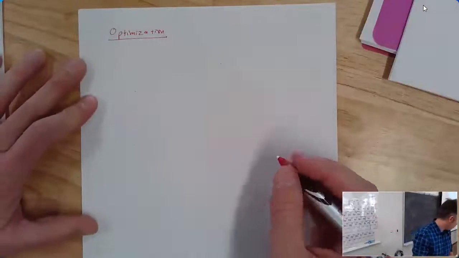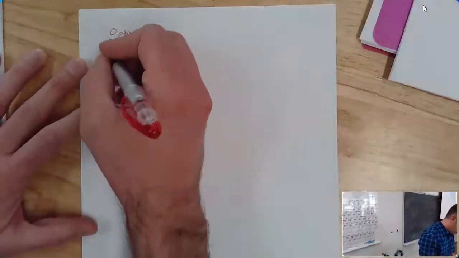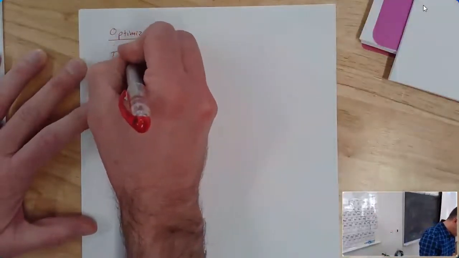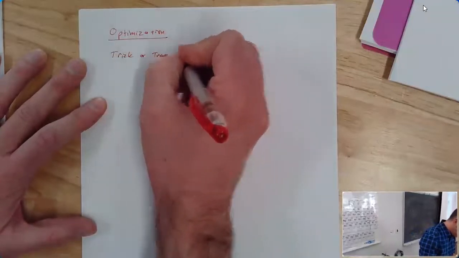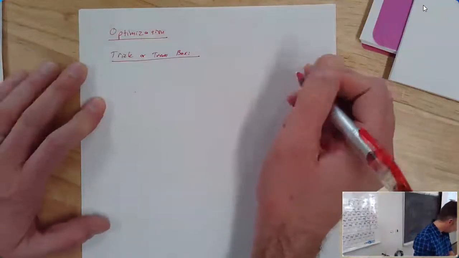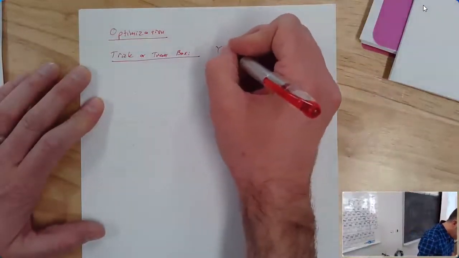So here is our optimization problem. We're going to make a trick-or-treat box. I know it's after Halloween. Late to the game. Oh, well. We're going to go trick-or-treating tomorrow. Thanksgiving trick-or-treating.